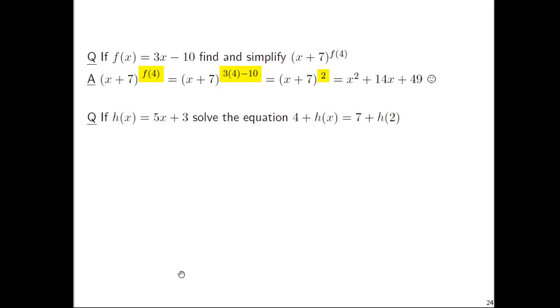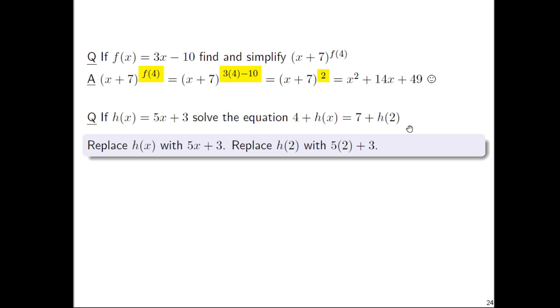Let's do one more. This also looks strange, but let's be very literal about what needs to happen. All of the principles we've seen just need to be applied very literally. Don't second guess yourself, and things should work out. So we have this function h of x equals 5x plus 3. Let's solve the equation 4 plus h of x equals 7 plus h of 2. This looks strange because there's a function mentioned at the beginning, and then in the part where it says solve the equation, the function h is mentioned twice. Once it's just h of x, and the other time it's h of 2 with that input 2.